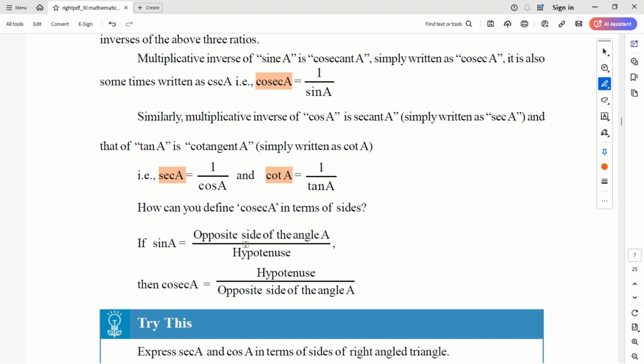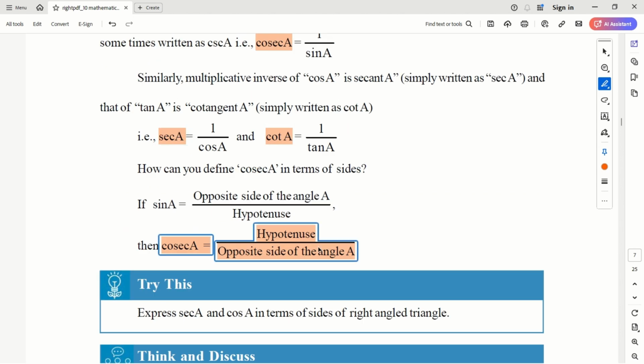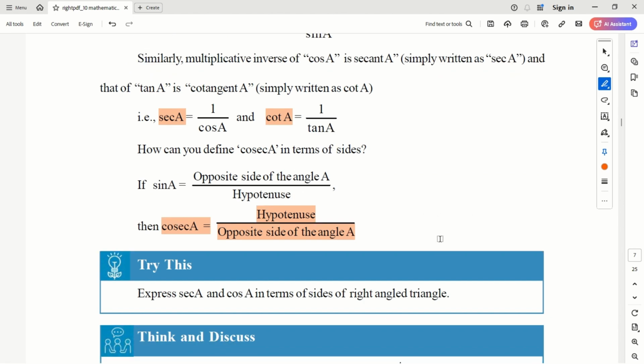So if you see sin A is opposite by hypotenuse. So cosec A will be 1 by sin A. That means it will be reverse. Ratio will be reverse. Hypotenuse by opposite side. So cosec and sec will be always greater than 1. These values will be always greater than or equal to 1. Okay. Similarly, sec A will be hypotenuse by adjacent. Okay. Cot A will be adjacent by opposite.